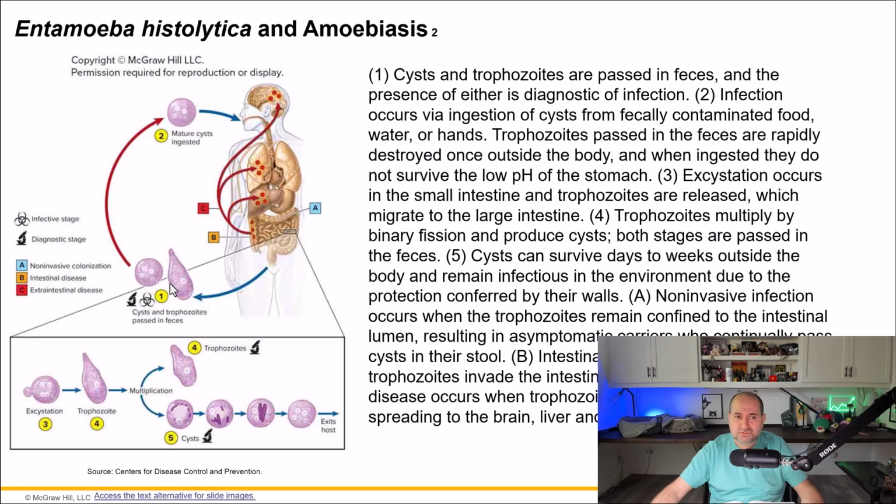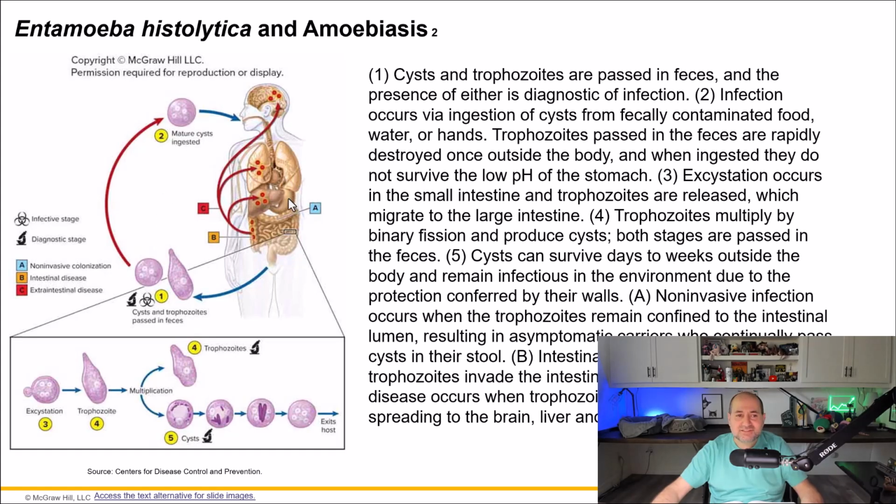The trophozoites that are secreted in the feces, they don't last long outside of the body. And even if you did ingest them, those stomach acids would destroy them. So it's really the mature cysts that spread the disease, not the shed trophozoites.